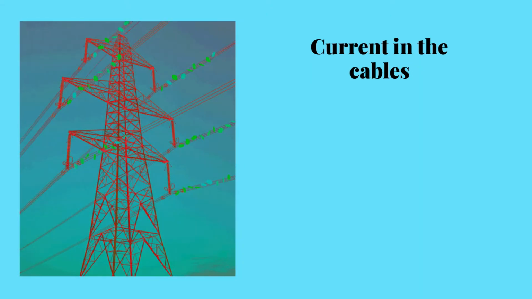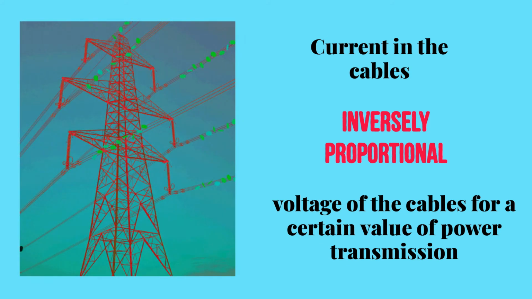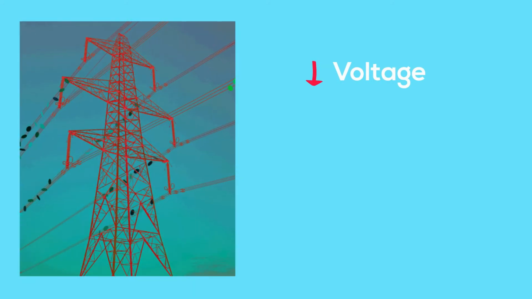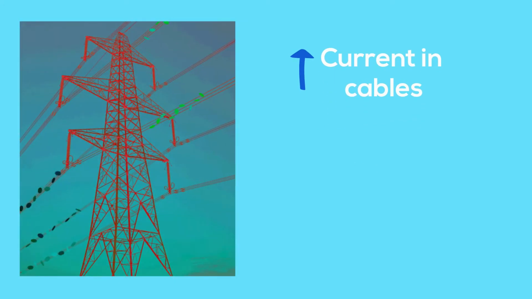Based on the previous formula, the current in the cables is inversely proportional to the voltage of the cables for a certain value of power transmission. When power is transmitted at a lower voltage, the current in the cables is large. The greater the current in the cables, the larger the power loss.